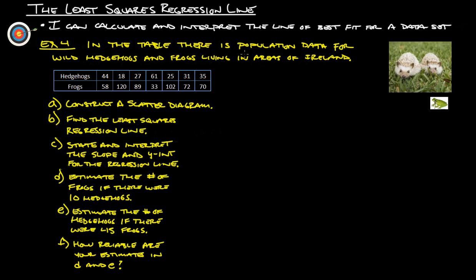In the table, there is population data for wild hedgehogs and frogs living in areas of Ireland. So here's the hedgehogs and here's the frogs. First thing we're going to do is construct a scatter diagram. The hedgehogs need to be up to at least 61, which we've got there, and then the frogs have to be up to 102. So we're just going to simply go through and graph each one of these points.